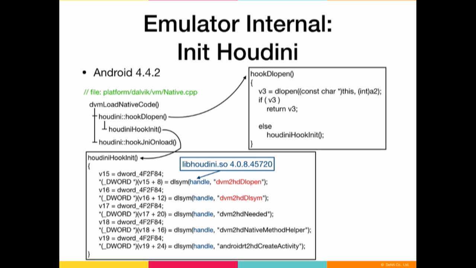In contrast, in Android 4, which comes with the Dalvik virtual machine, we have to modify the Dalvik virtual machine's code directly to use Houdini, because Android developers hadn't expected Android to run on x86 architecture at that time. Here you can see how Houdini is initialized. In the hook dlopen function, it first tries to open the target library by calling the x86 version's dlopen. If it fails, it registers Houdini's dvm2 dah dlopen handler inside the Houdini hook init function. Finally, it calls the handler to open an ARM library.